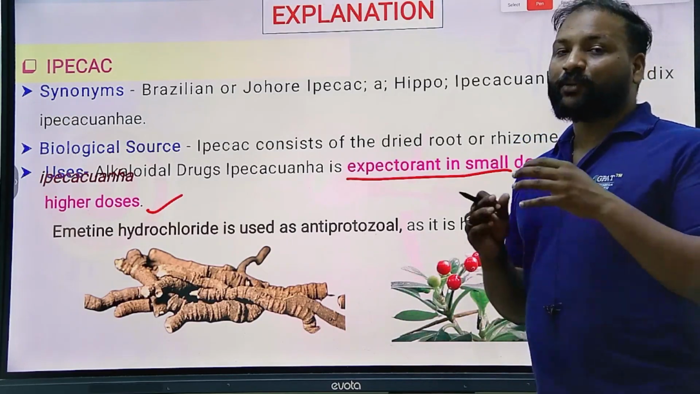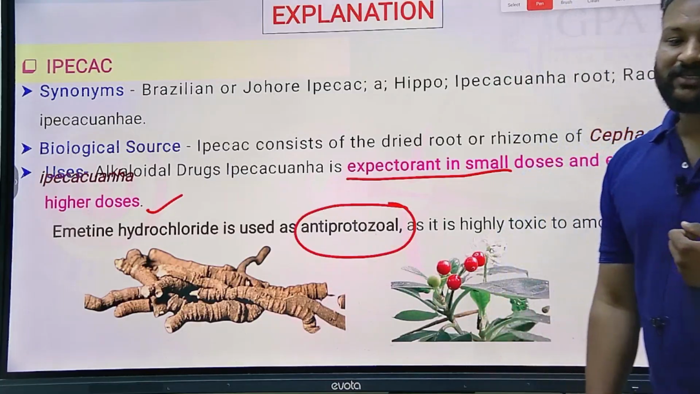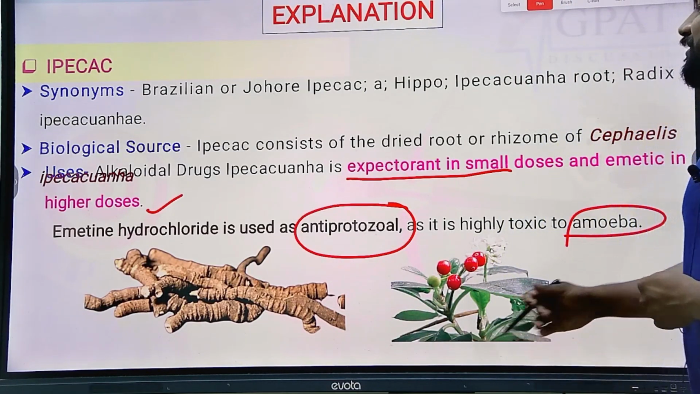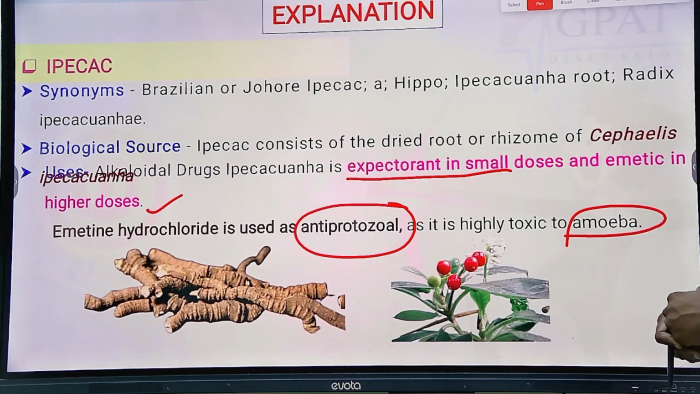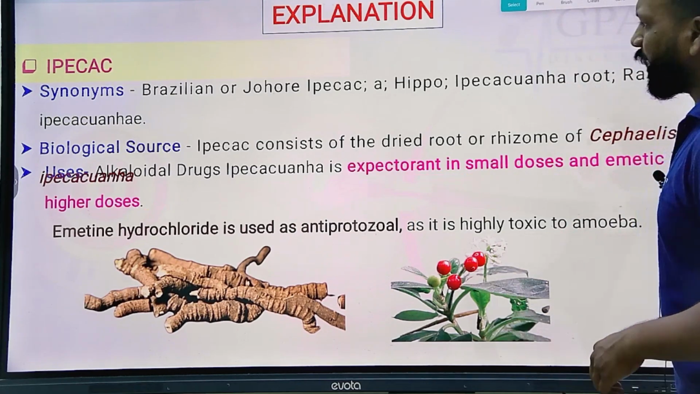But here our question is about the anti-protozoal action. Emetine hydrochloride acts as an anti-protozoal and is highly toxic to the amoeba. Okay, it is an anti-protozoal. Ipecac, Cephaelis ipecacuanha. Okay, yes, anti-protozoal. Next question.